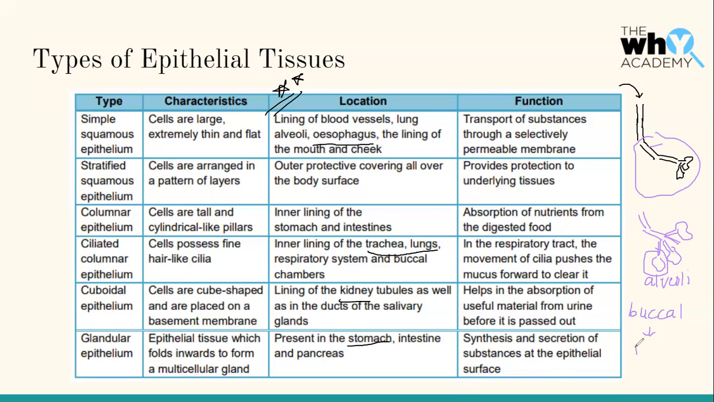Should I write it here? Mouth. Cuboidal are definitely in the kidney tubules. You can remember the tube and cuboid, they sound similar, right? So kidney will be cuboidal, and also in the ducts of the salivary glands. And glandular epithelium is present in the stomach, intestine, and pancreas. Why? Because it needs to secrete, right? The main job of the pancreas is to secrete the enzymes.